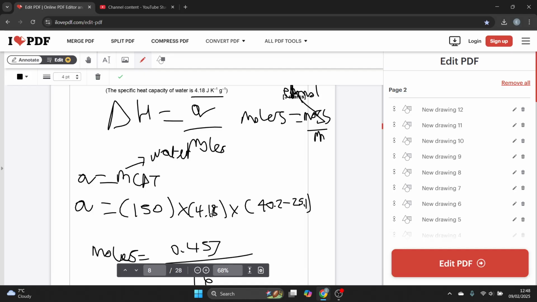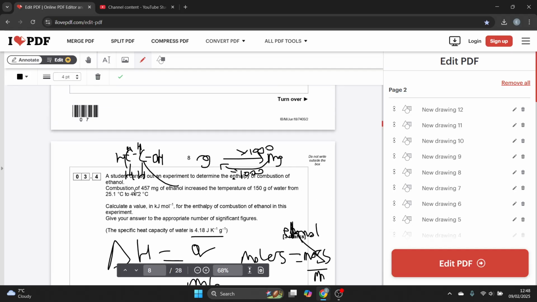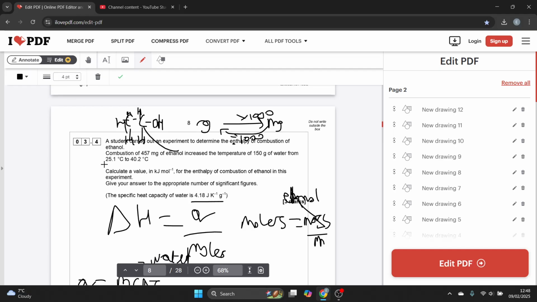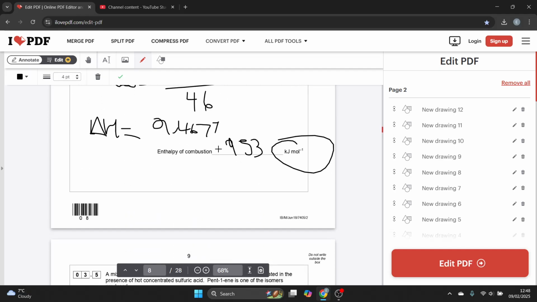No, because I also know that the temperature increased from 25.1 degrees Celsius to 40.2 degrees Celsius, so therefore I need to add a negative sign because temperature increased. What does that tell me? Therefore, it's exothermic.